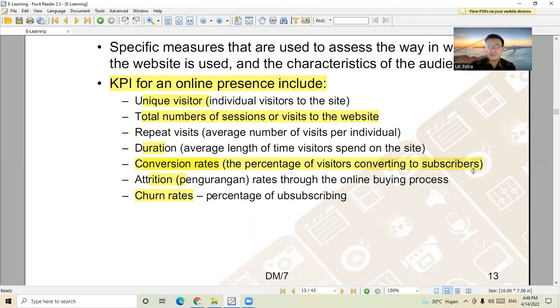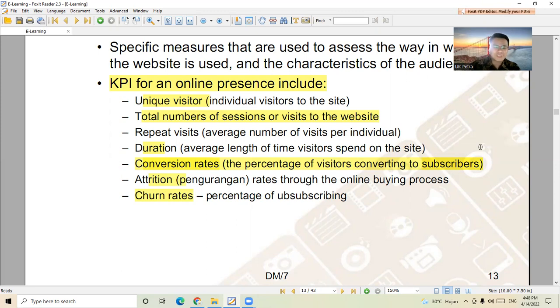It can be subscribers, it can be buyers, right? Because in the end, you as the owner of the business want the customers to buy the product. You don't just want your customers to be watching the pictures of your products but never buying your product. That becomes a big problem for you.